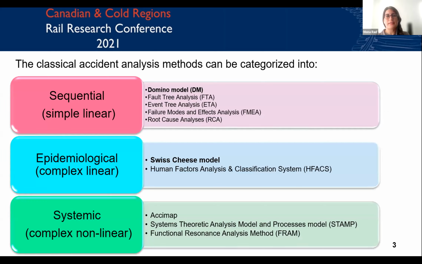The classical accident analysis methods can be categorized into sequential models, including domino model and fault tree, event tree, root cause analysis techniques; epidemiological models, including Swiss cheese model and HFACS; and systemic models, where AcciMap, STAMP, and FRAM are examples of methods in the systemic model.